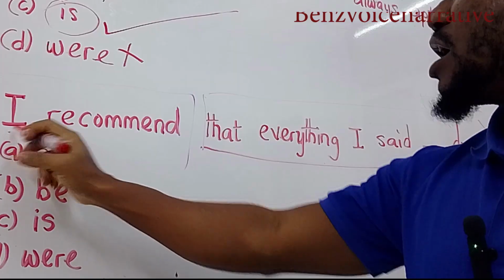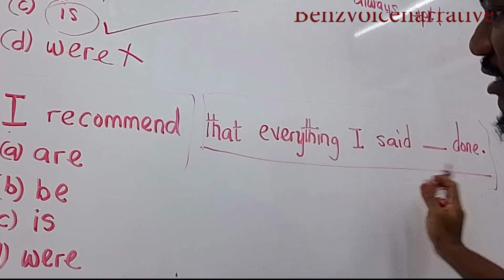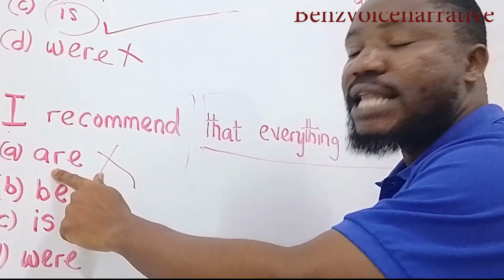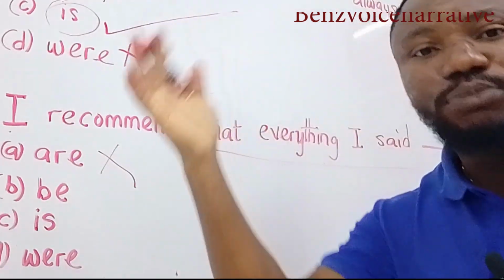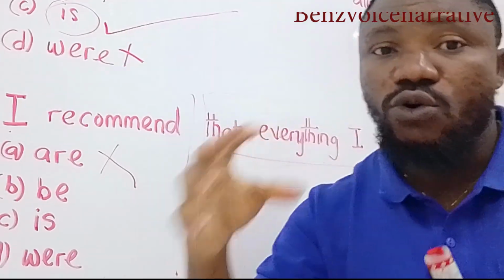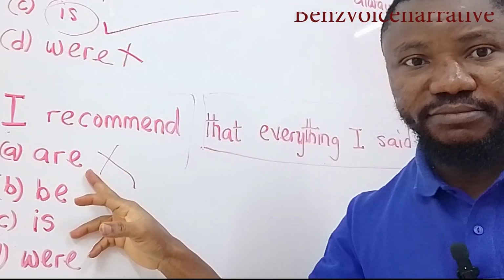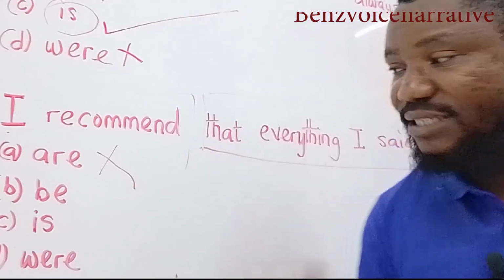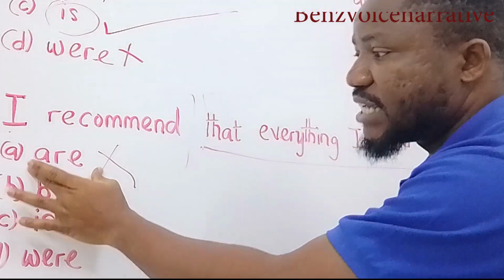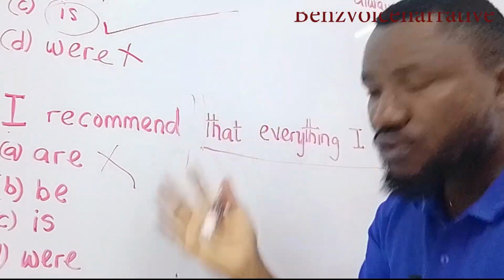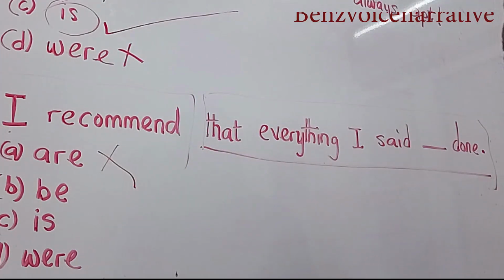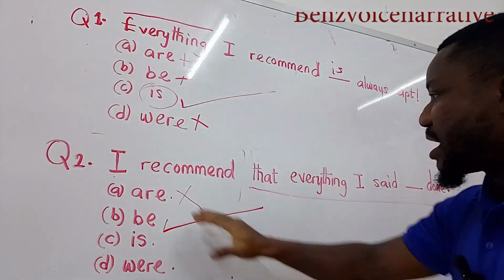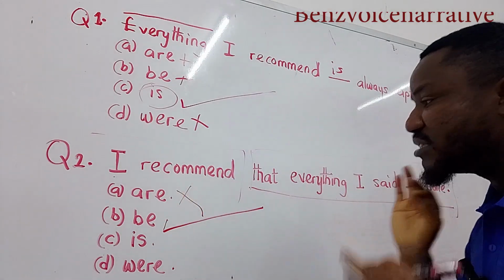So here, I recommend that everything I said are done is wrong. Why? This already is showing number. This verb are is showing plurality. Mandative subjunctive concord doesn't use a verb that shows plurality, number, or tense. So I recommend that everything I said be done is the right answer. So the right answer is B. I recommend that everything I said be done.